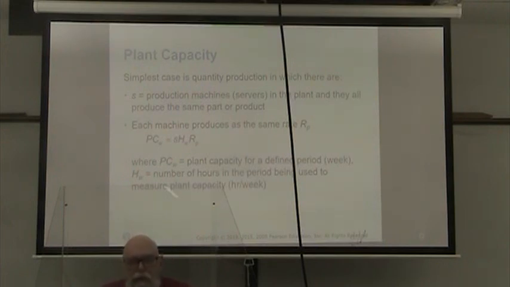All right, so our plant capacity, we can think of that in terms of the number of production machines. They symbolize that as S for servers, that produce the same part or product. Each machine produces at the same rate, production rate RP. So our production capacity W is going to equal the number of servers, times the number of hours in the period, times the production rate.